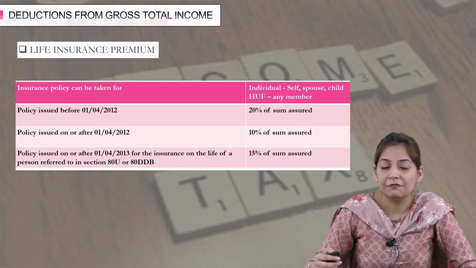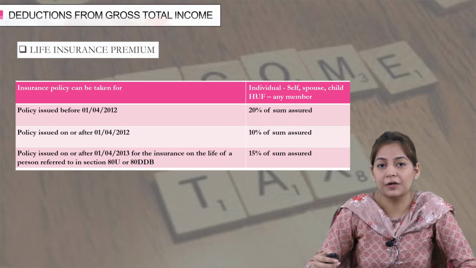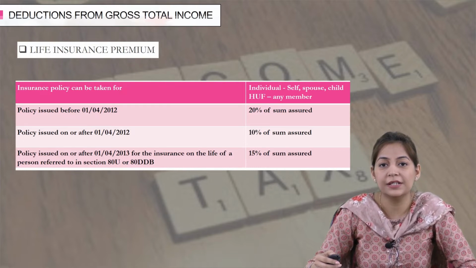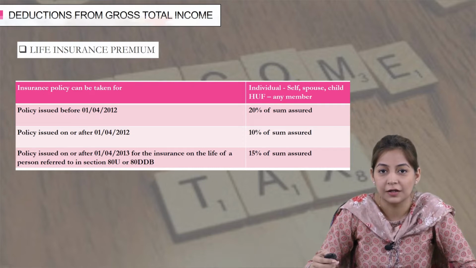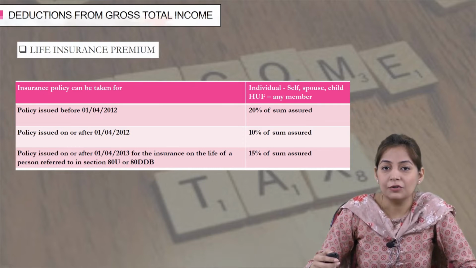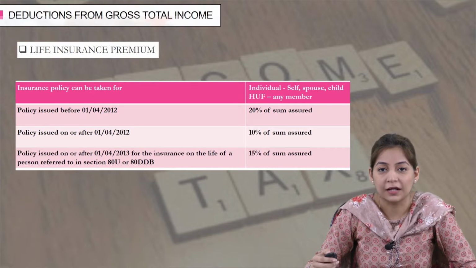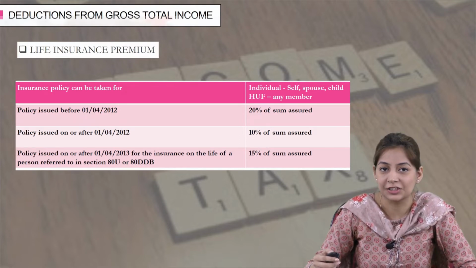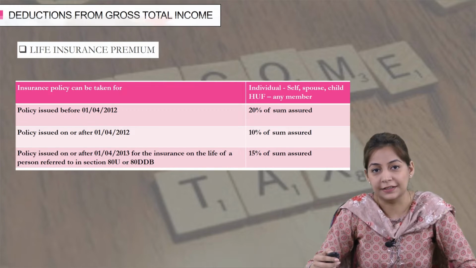The point which we have to keep in mind is when the policy is issued. If the policy is issued before 1st April 2012, the maximum premium amount that can be claimed as deduction is 20% of sum assured. For example, the amount of policy is rupees 4 lakh. In that case, 20% of 4 lakh would be 80,000. So, the maximum claim under section 80C is rupees 80,000.